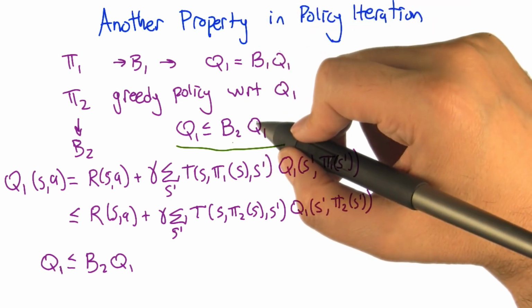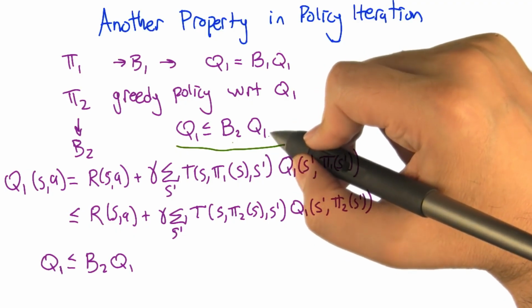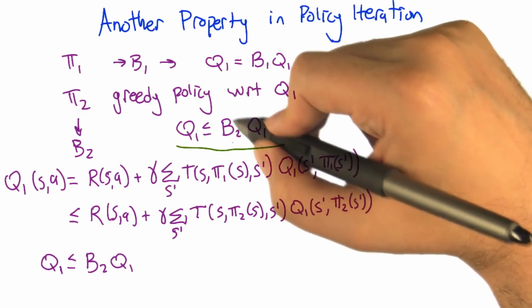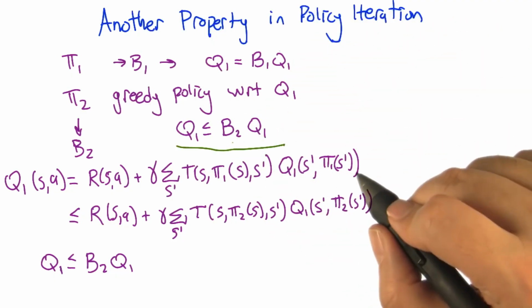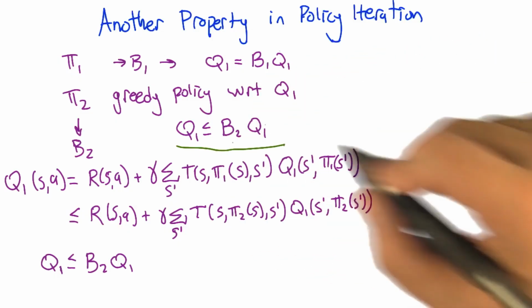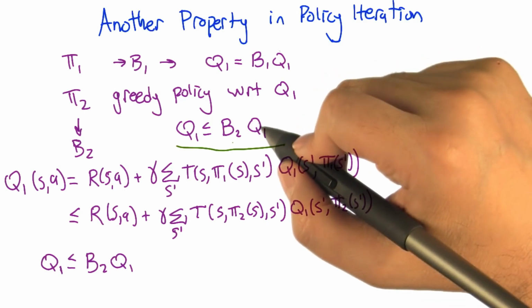So does that make sense? If we take whatever we end up with after we solve for the value function for pi 1, we take pi 2's greedy policy, and then we do one Bellman backup with respect to that, and we get a value function that dominates Q1. Okay, and that's because of other stuff on the slide. Yeah, so we'll just work through that.